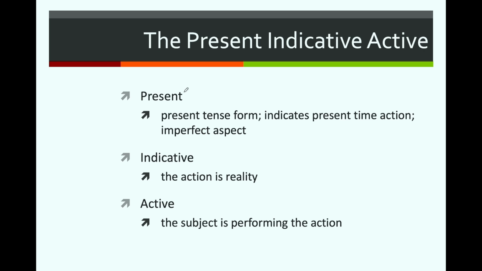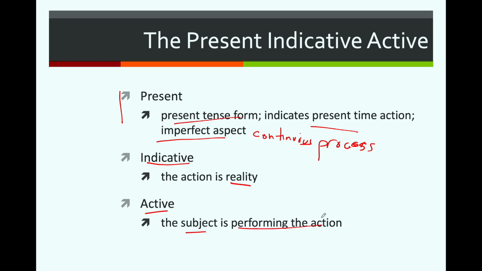So we're first learning the present indicative active. So the present is a present tense form. It indicates present time, but it's this imperfect aspect, which is, again, continuous process, okay, process. It's indicative, meaning the action is asserted to be real. And finally, it's active. The subject is performing the action.